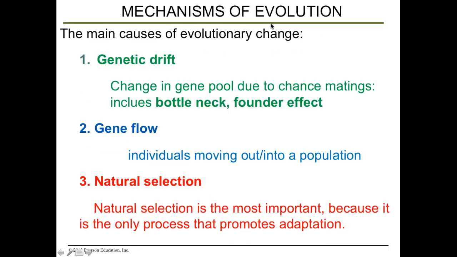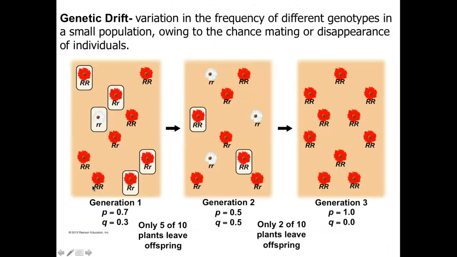So let's take a look at what can cause these small changes in allele frequency. It's three things: genetic drift, gene flow, and natural selection. All right, let's look at genetic drift first. Genetic drift is a random way of shifting gene frequency or allele frequency. And this is just like what we looked at before with our population of red flowers and white flowers.